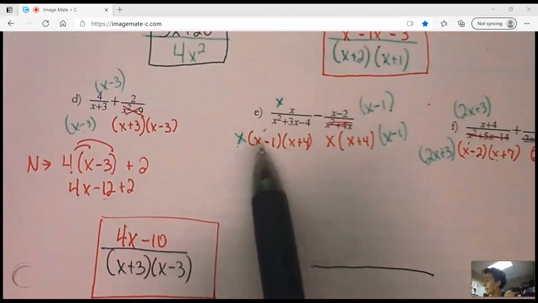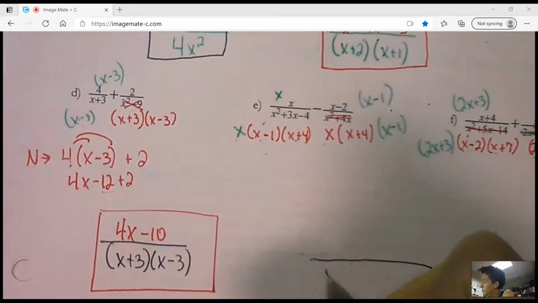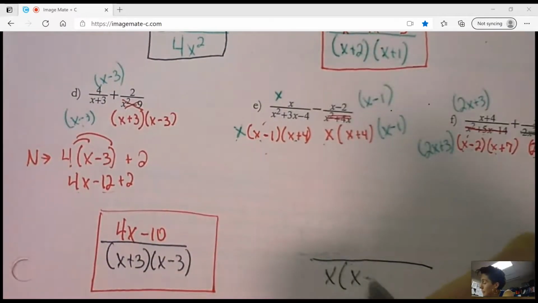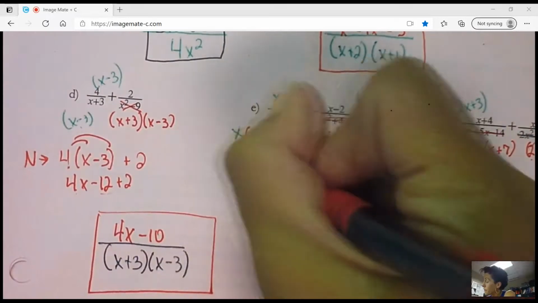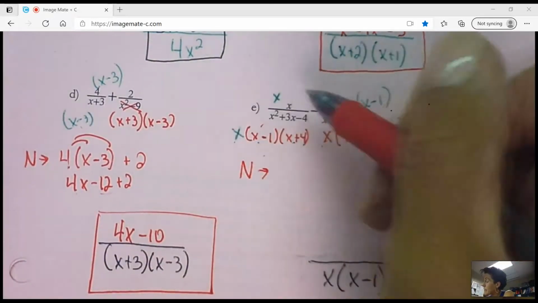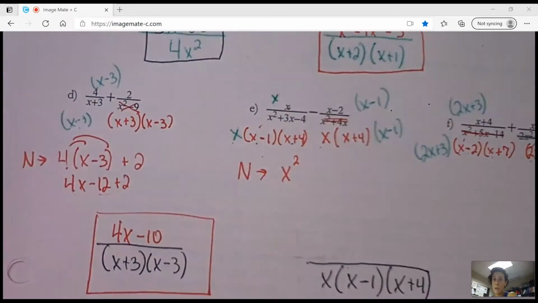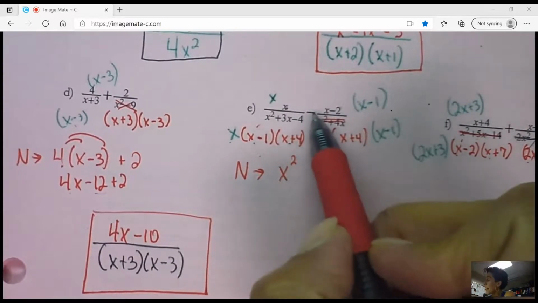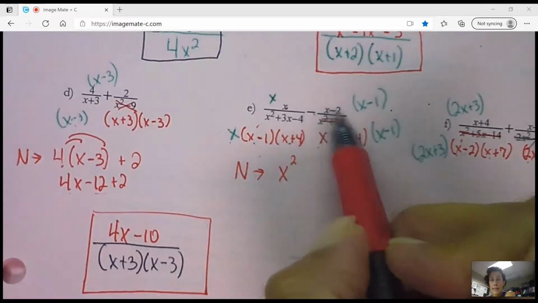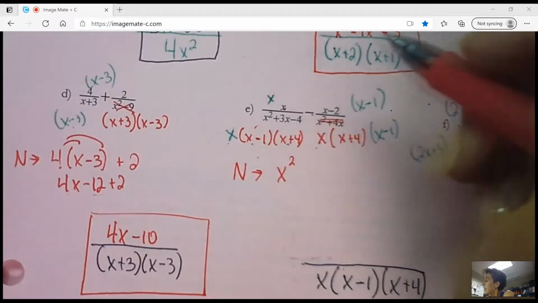Either way, it's x, x minus 1, x plus 4. So I'm just going to write it. You can write these in any order you want. And now for my numerator work, okay, this is going to be an x times an x. Well, I'm going to go ahead and just make that x squared. And then this one's a tricky one, because this minus means I'm subtracting everything in here. So you got to be really careful with this.